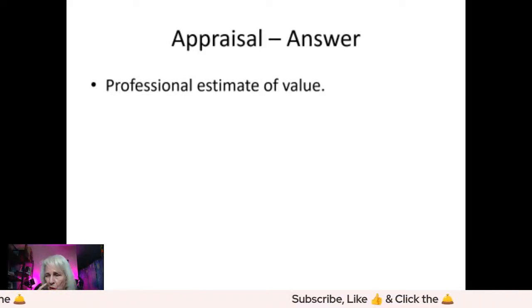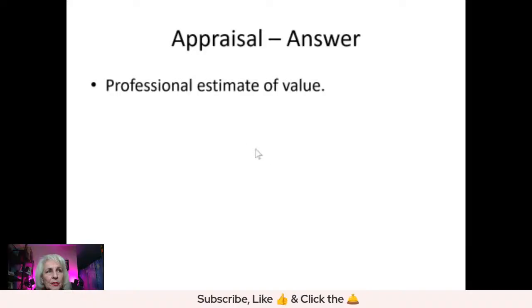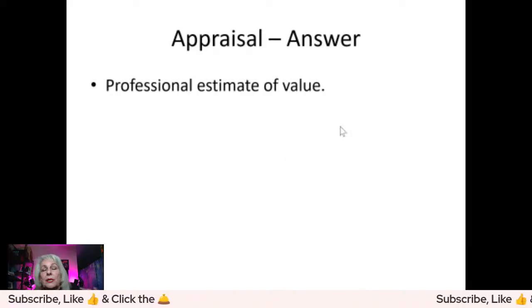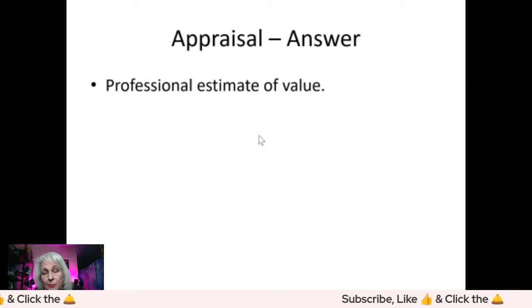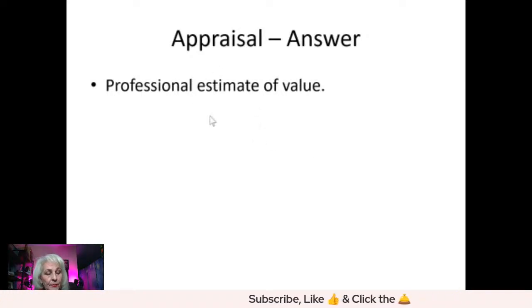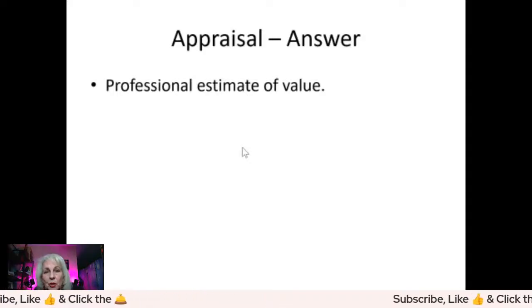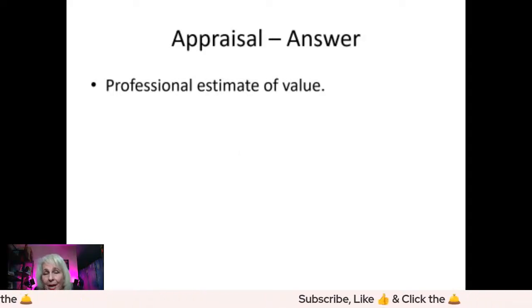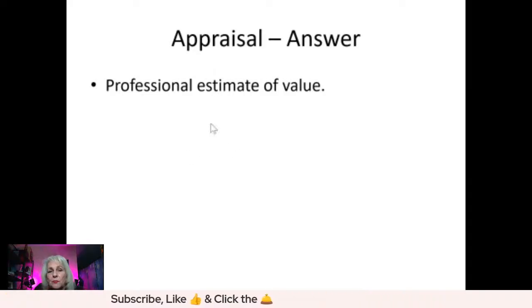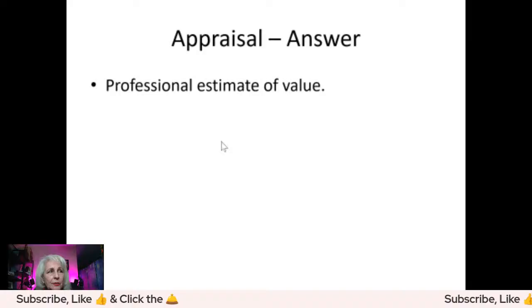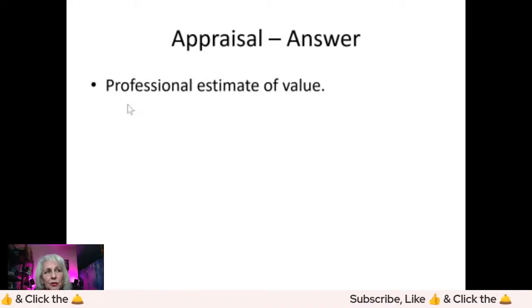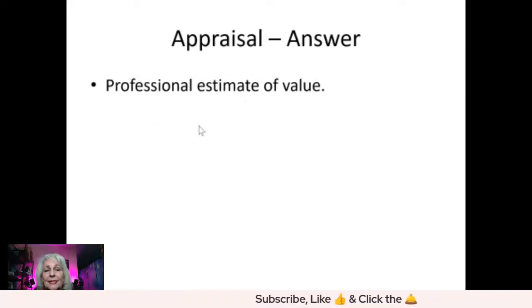There's an appraisal commission that licenses appraisers, not the Texas Real Estate Commission. The Texas Real Estate Commission does realtors, brokers, property managers, inspectors, easement individuals. Appraisals is by a different commission. And that appraiser does a professional estimate of value.